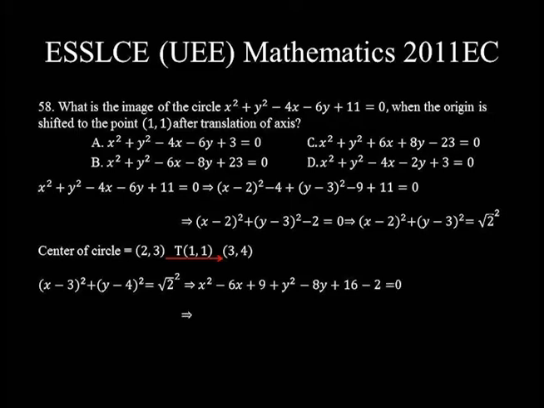This implies x square plus y square minus 6x minus 8y, 9 plus 16 is 25, 25 minus 2 is 23, is equal to 0. Therefore, choice B is the correct answer.